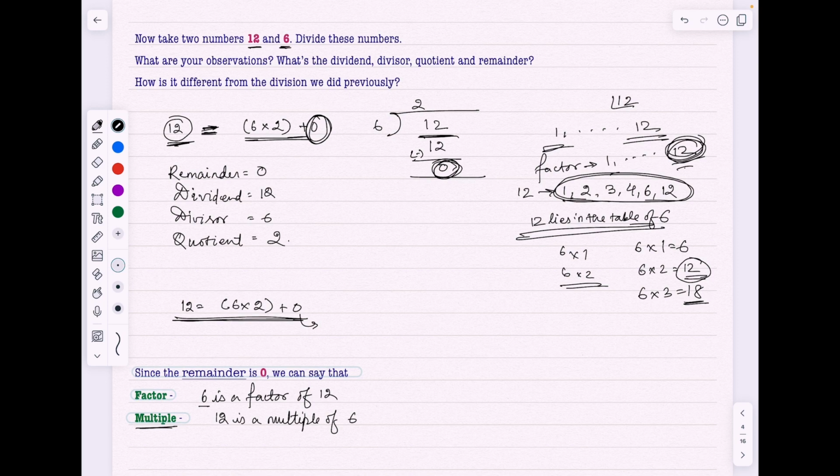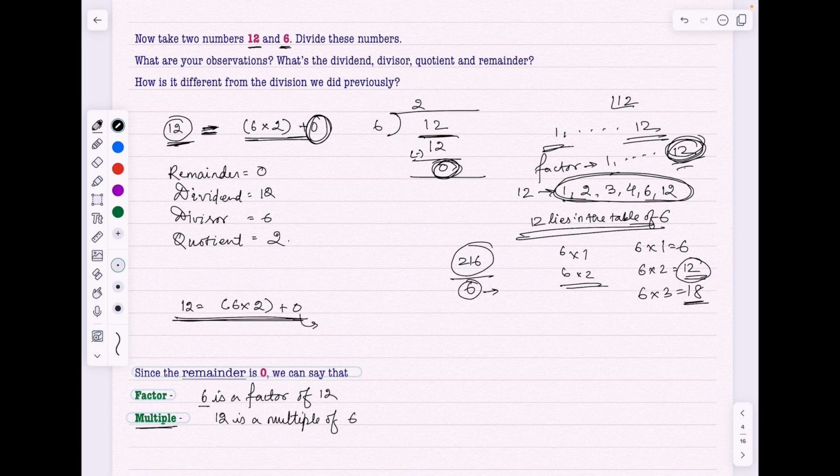What does multiple mean? If I can get a number by multiplying the base number some number of times, I can say that number is a multiple of the base number. Like if I want to see whether 216 is a multiple of 6 or not, what do I do? I divide. If it divides completely and the remainder is 0, I can say that yes, 216 is a multiple of 6. Because why?